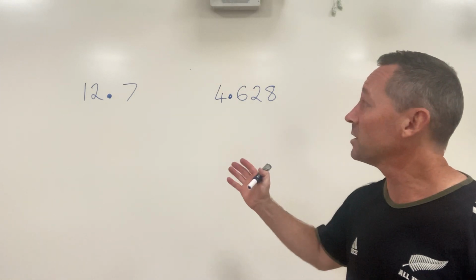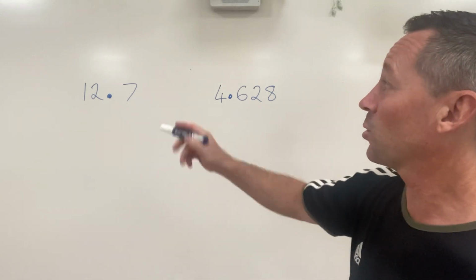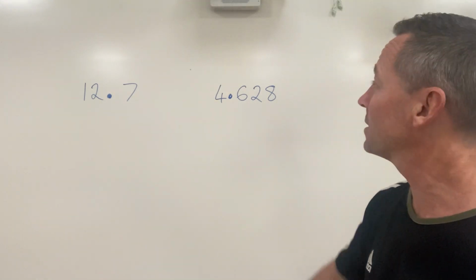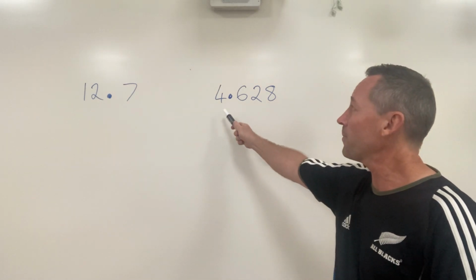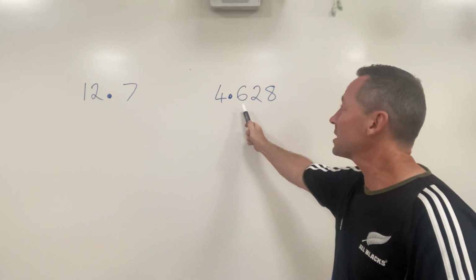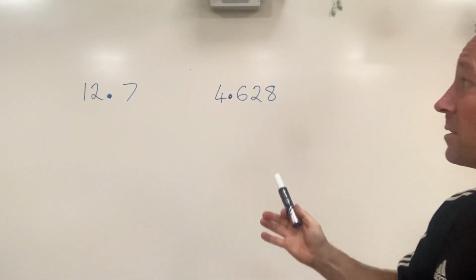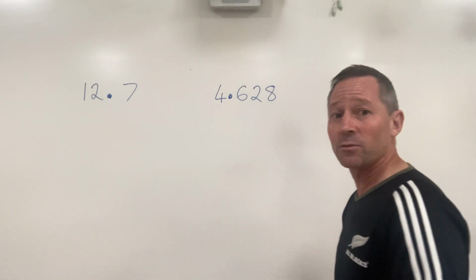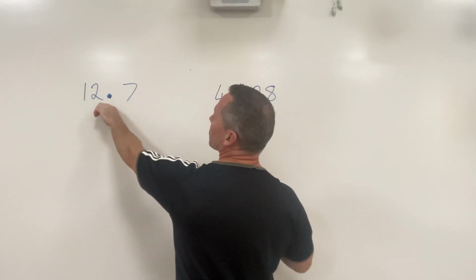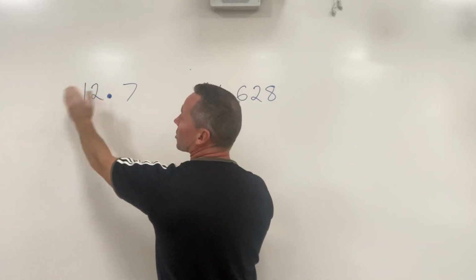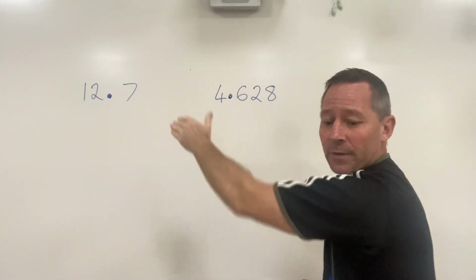So in order to do that, we want to know the difference between 12.7, or you say 12 and 7/10, and 4.628, which is 4 and 628 thousandths. So to find the difference, which one is the bigger one? First of all, just look at the place value. On the left hand side of the decimal point, this one is 12, and this one is 4. So this one is the bigger one.